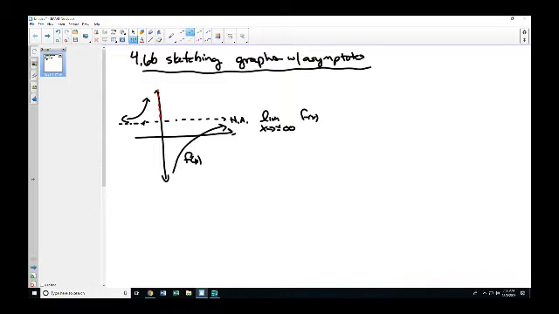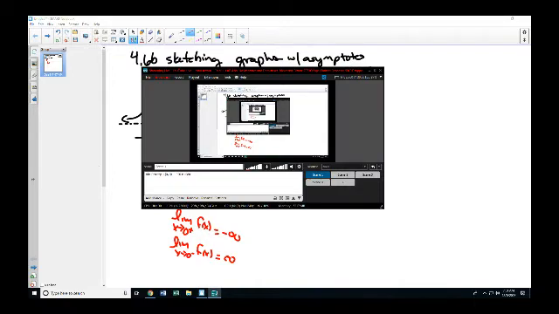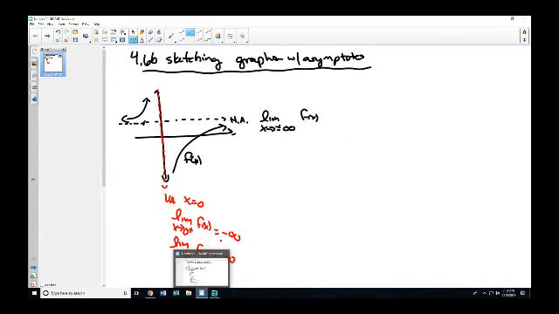What about vertical? Let's say that this has a vertical asymptote at x equals 0. What would the limits look like? The limit as x approaches 0 from the right would be what? Boom, negative infinity. And consequently, the limit as x approaches 0 from the left would be positive infinity. So you're going to see some sort of combination of that for a vertical asymptote.